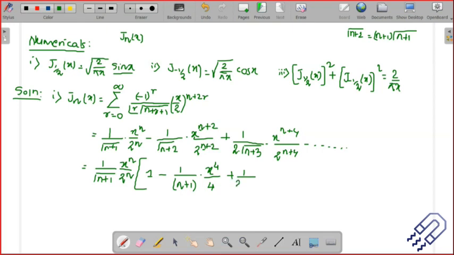Next, let's do the next term. 1 divided by 2, this is gamma of n plus 3, so that can be written as n plus 2, n plus 1, gamma n plus 1. Expand this using the same logic, you're going to get this. So I can write it down as n plus 1, n plus 2, and this would be x to the power 4 divided by 2 to the power 4. So that means 16, so I'll just write it down as 4 into 4.